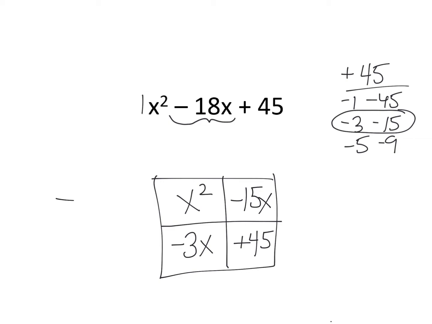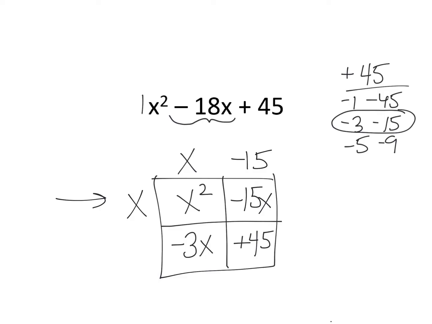All right, let's look right here at this first row. What is my greatest common factor of x squared and negative 15x? An x. And then what would I have multiplied times x to get that x squared? Well, another x. And what would I have multiplied the x to get a negative 15x? Negative 15. Cool.